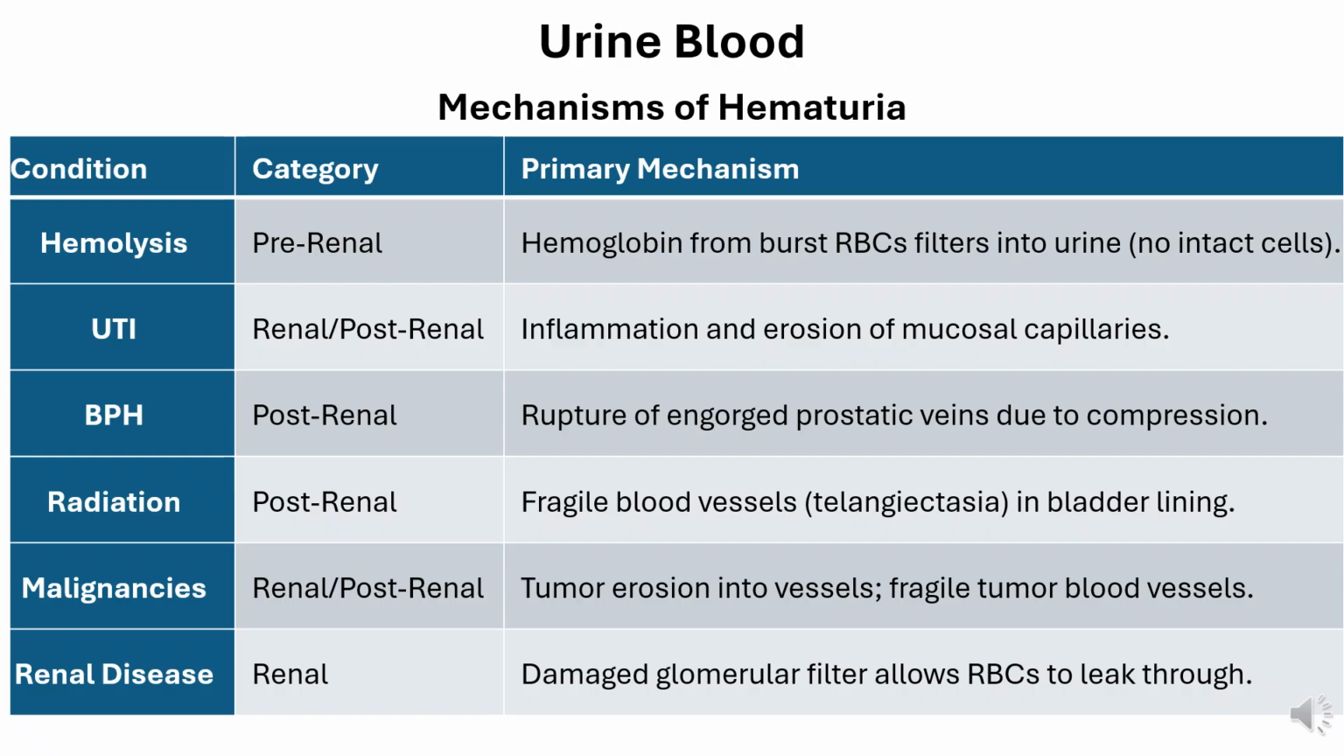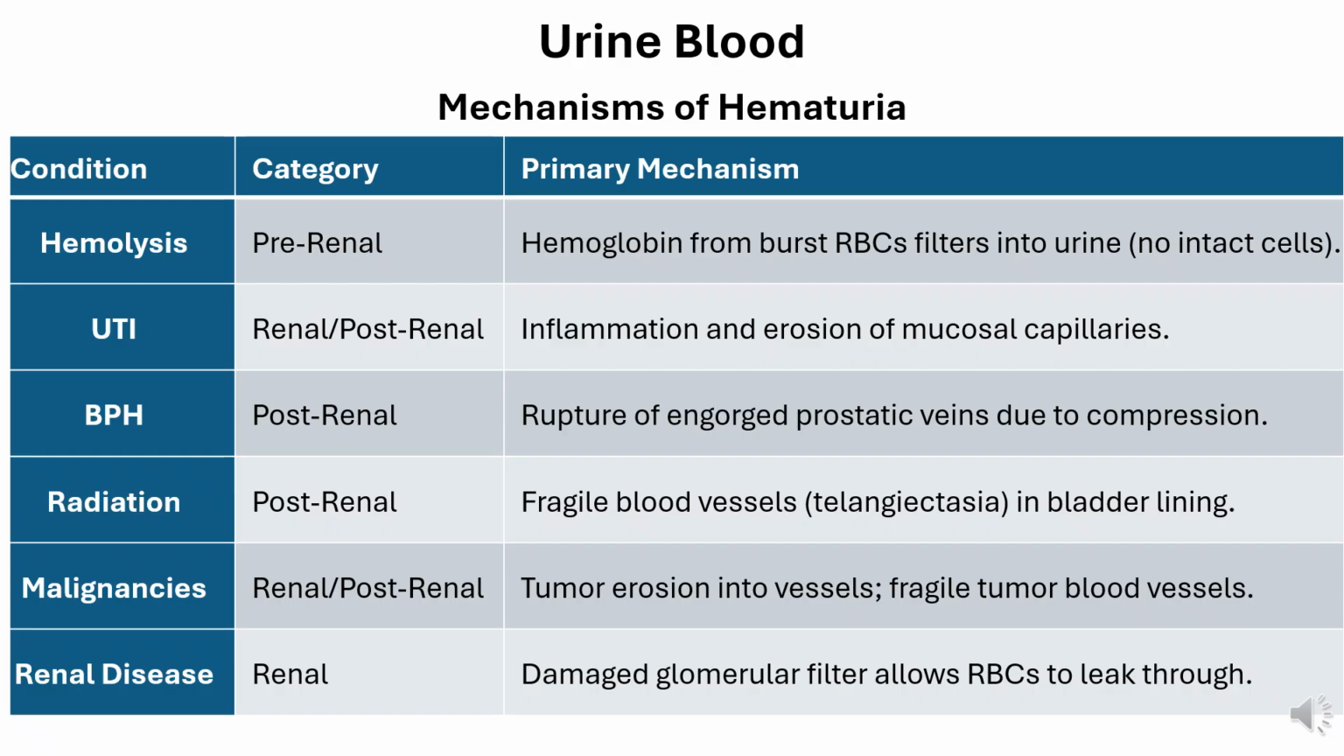6. Renal disease, glomerulonephritis, is a renal cause in diseases like IgA nephropathy or post-streptococcal glomerulonephritis. Glomerular damage makes the glomerulus lose its filter function, causing RBC leakage. Dysmorphic RBCs can be seen, which confirms the bleeding is coming from the kidney, not the bladder.